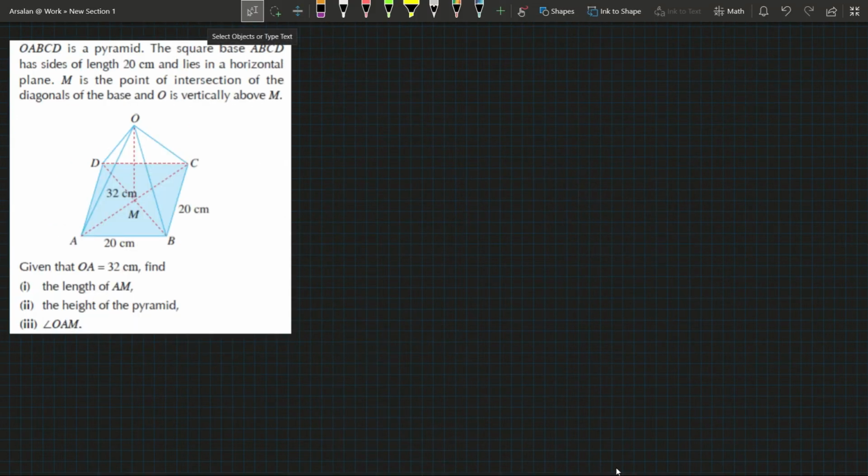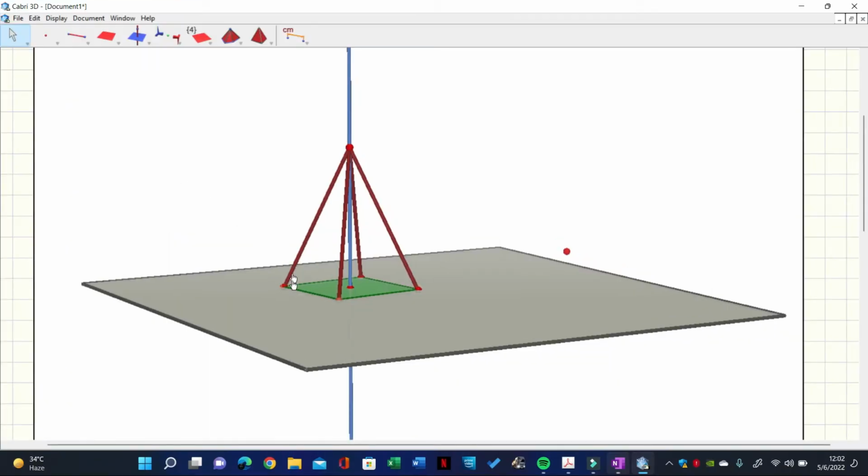Okay, so here is the last question, and it is OABCD is a pyramid. The square base ABCD has side of length 20 centimeter and lies in a horizontal plane. M is the point of intersection of the diagonals of the base, and O is vertically above M, right? So you can see it is in 3 dimensions, and this dotted line OM is making a 90-degree angle with AC and DB, right? To make it clear, let's have a look at this pyramid.